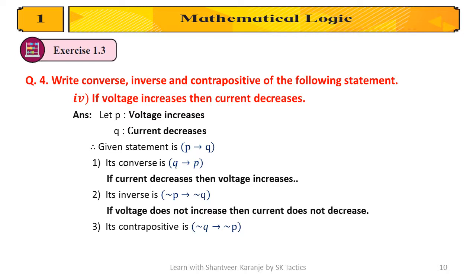Its contrapositive, negation of Q implies negation of P, is nothing but: if current does not decrease, then voltage does not increase. Like this, we can solve.